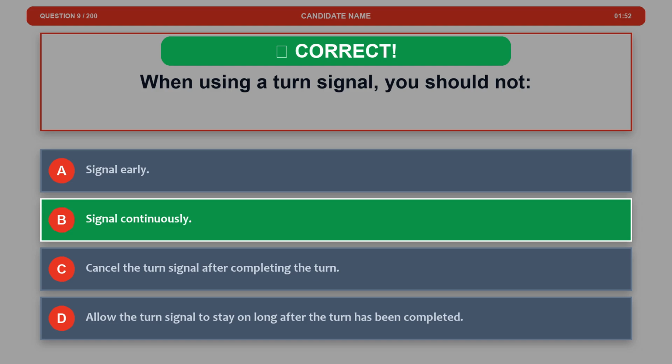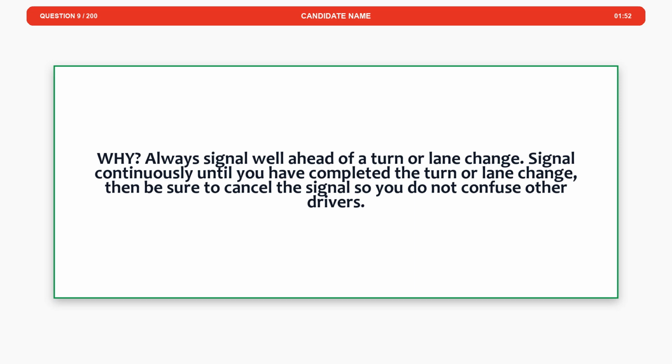The correct answer is option B. Signal continuously. Explanation. Always signal well ahead of a turn or lane change. Signal continuously until you have completed the turn or lane change, then be sure to cancel the signal so you do not confuse other drivers.